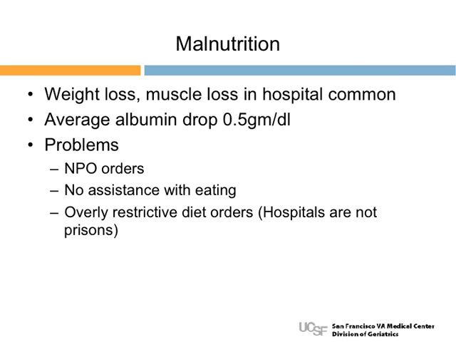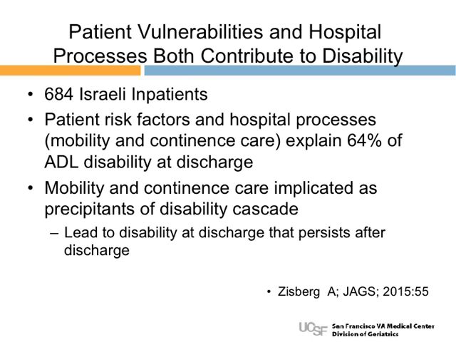So this was another study done by Anna Zisberg in Haifa that showed that all this stuff really has implications for disability. She looked at how patient vulnerabilities and hospital processes both contribute to disability. Looking at 684 patients, she looked at patient risk factors and hospital processes. The key hospital processes were dysmobility and continence care, which were largely catheters. She found that all these processes together can explain about 64% of hospital-acquired disability.